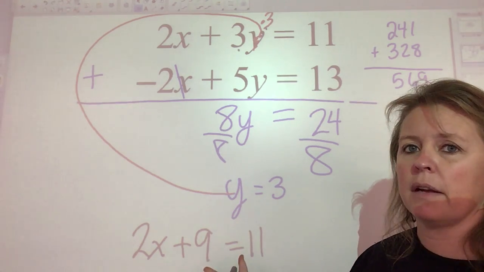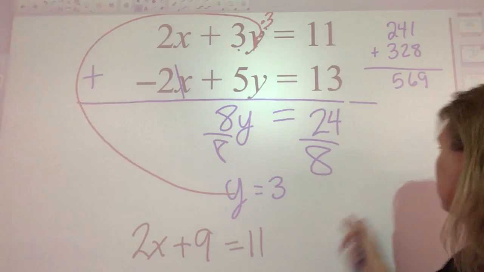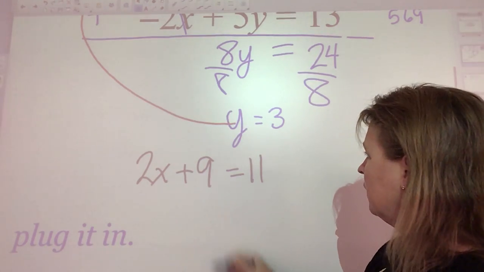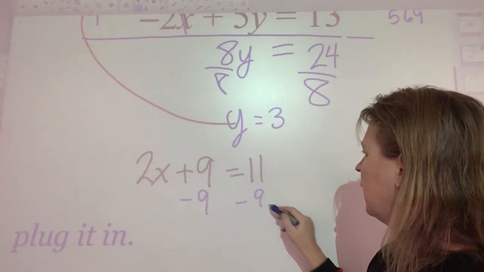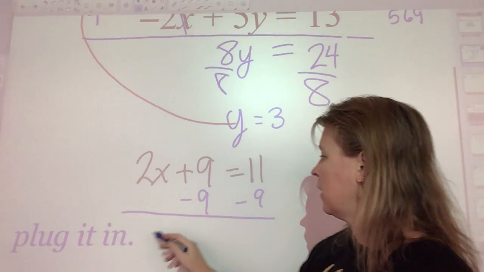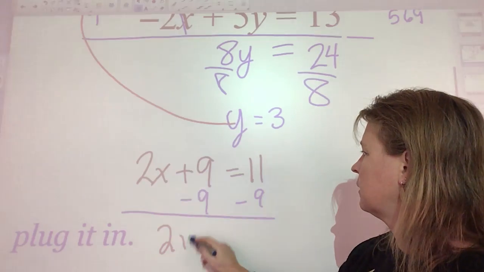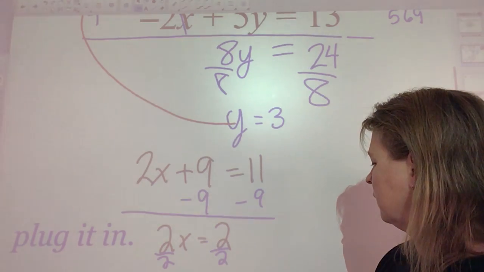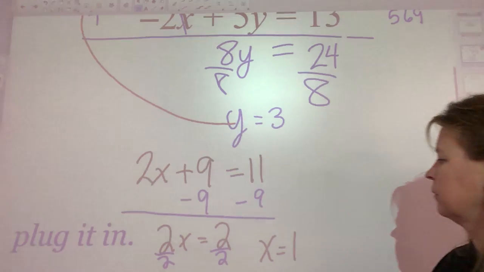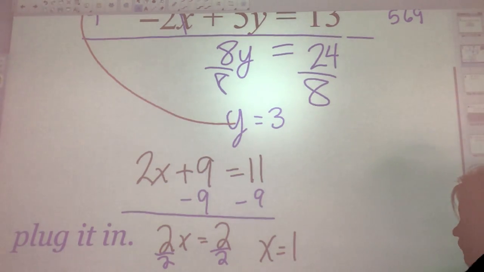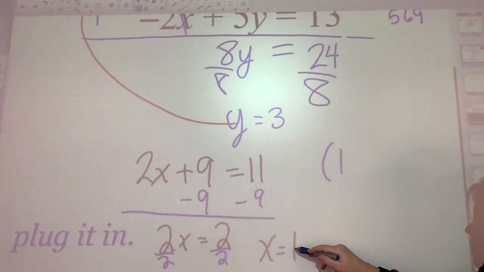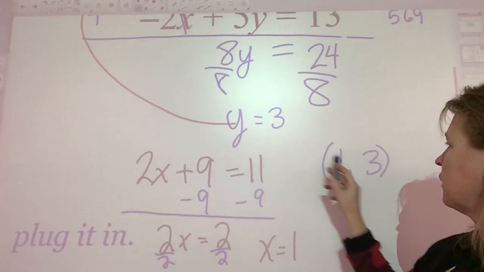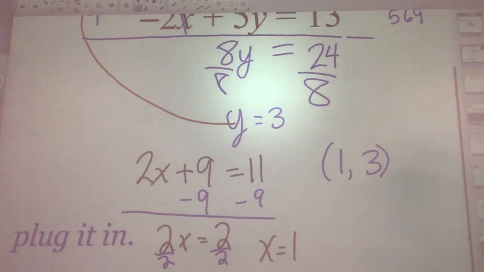Still, this is nicer and easier than substitution was for you because it's only a two-step problem. Minus 9 from both sides, minus 9. That's just a reminder to plug it in. 2x equals 2, and when you divide by 2, x equals 1. Final answer, put the x first and then the y. Don't just put the number you found first. It always has to go x comma y.